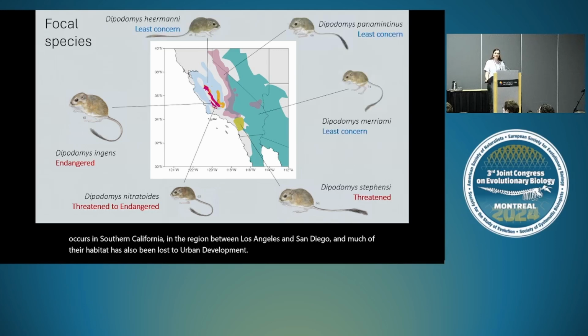So I'll contrast these with 3 species that are not threatened. So at the top, Dipodomys heermanni and Dipodomys panamintinus both have moderate ranges, and Dipodomys merriami, Merriam's kangaroo rat, has a large range and is found from California, east into Texas and south into Mexico. And I'll use the colors on the map here to refer to the species throughout the rest of the talk.